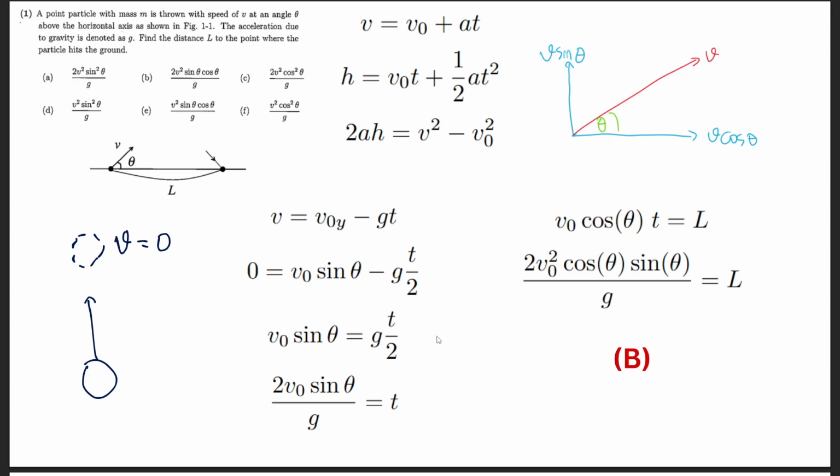And using the equation that we had before in analyzing the horizontal component, that is v naught cosine theta times t is equal to L, we can substitute t from here. So we substitute 2 v naught sine theta over g for t, we get 2 v naught squared times sine theta times cosine theta over g. That is the answer B. Number 2.